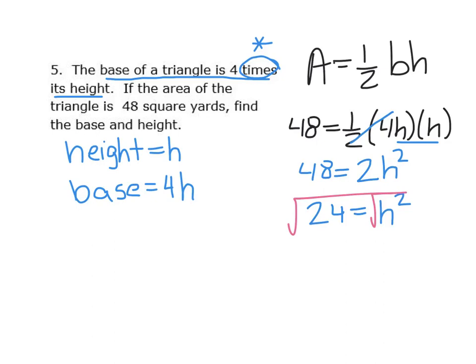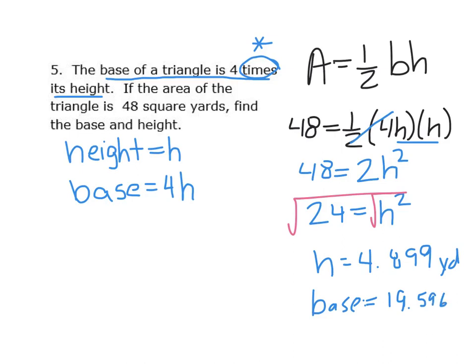And that leaves us with about 4.899 yards for the height. And then the base, which is 4 times the height, it's going to be about, depending on where you round, 19.596 yards.